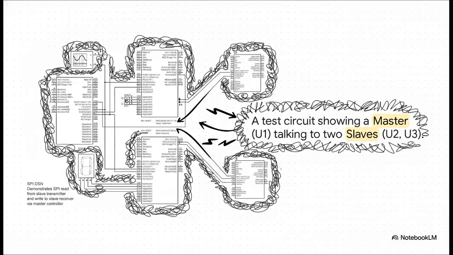Now this is really cool, because here you can actually see it in action. That chip labeled U1, that's our master. And it's connected to 2 slaves, U2 and U3. The master is in total control, deciding which one of the slaves it's talking to at any given moment.